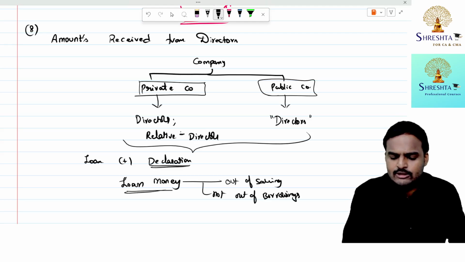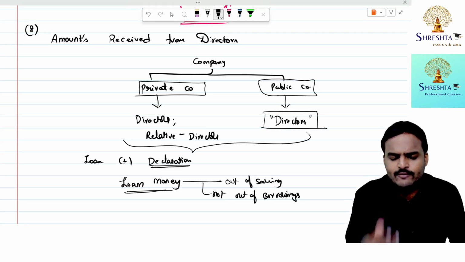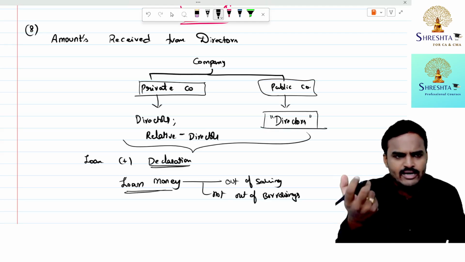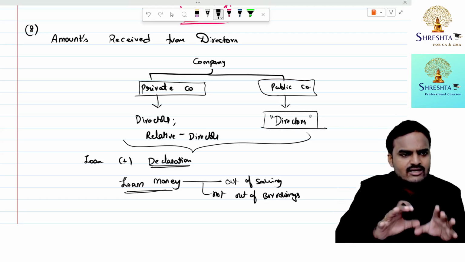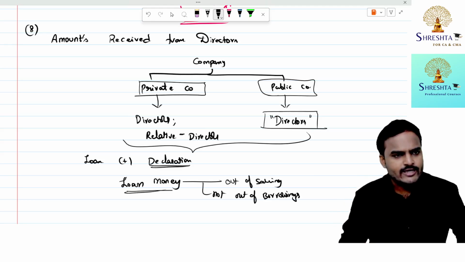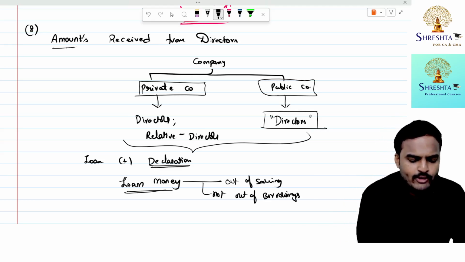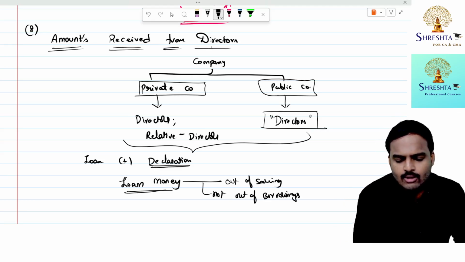Understood? Coming to the public company, it can accept money from the public. So there is an unlimited source. That's the reason the word relative is not included here. Are you all getting my point, students? Everyone, now come on, tell me.